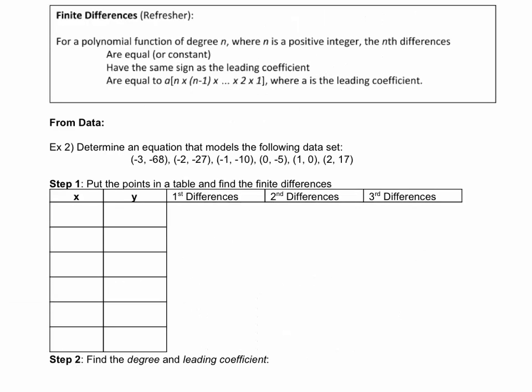To determine the equation of a polynomial function from a data set, we need to use finite differences. As a refresher, for a polynomial function of degree n, where n is a positive integer, the nth differences are going to be constant, they're going to have the same sign as the leading coefficient, and they're going to be equal to this formula here, which I'm going to show you below how to use.